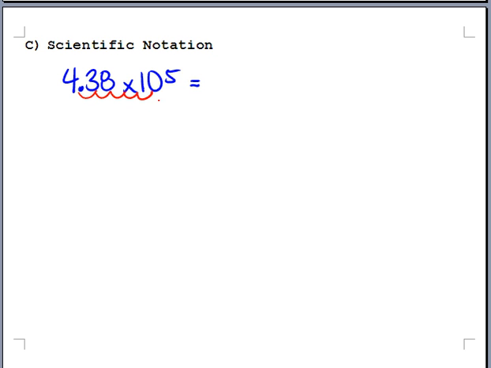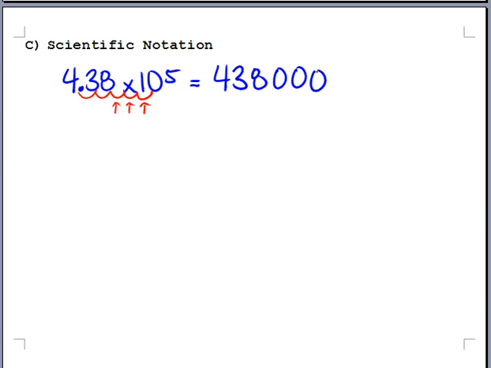Now what's kind of weird is we've moved it 5 times, but now I've got these blanks in here, right? That's a blank, and that's a blank, and that's a blank. And what do we fill those with? We actually just fill them with zeros. So that's going to be 4, 3, 8, and then I've got 3 zeros to add in there. 1, 2, 3. So that number is 438,000.